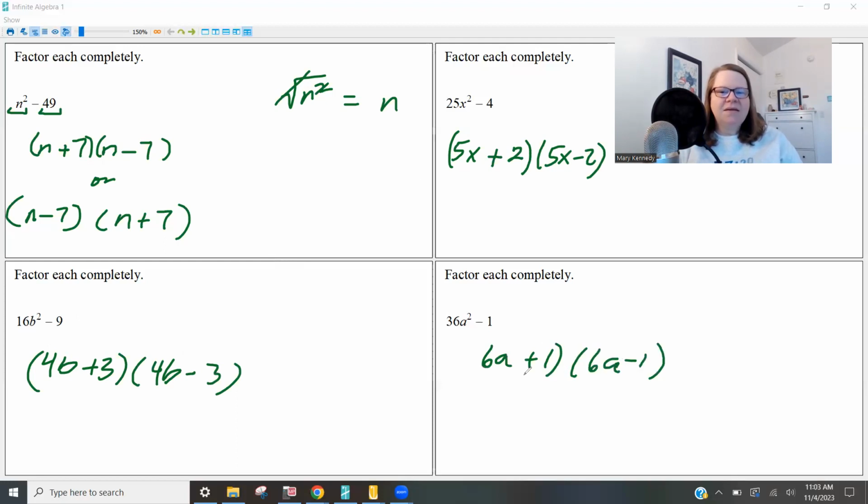It's a nice little shortcut that comes in really handy, as you go forward. It's great to know for the SAT. It'll save you a lot of time if you can recognize this pattern. It has to have a subtraction. That's really important.